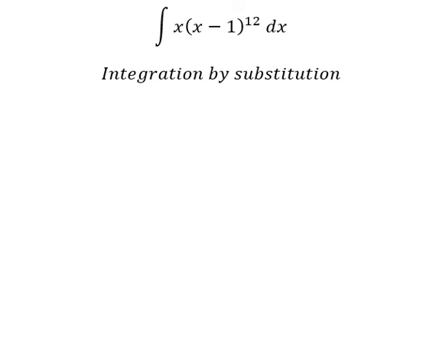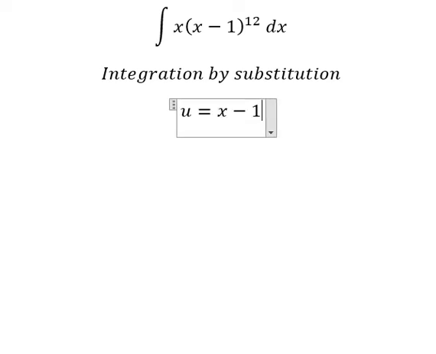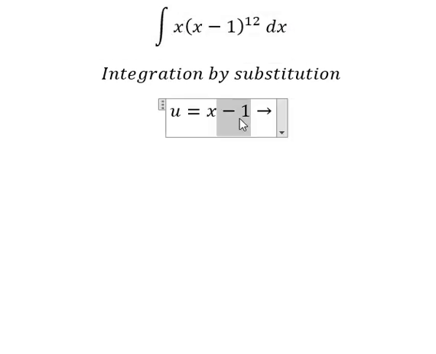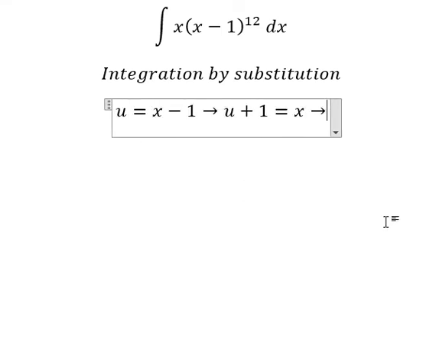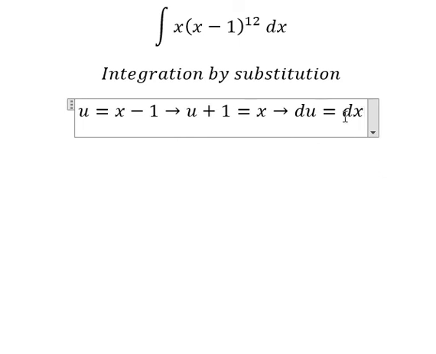So I will put u equals s minus 1, because we still have s. So we need to move negative 1 to the left, and you get u plus 1 equals s. So we first take the derivative of both sides, and you get du equals ds.